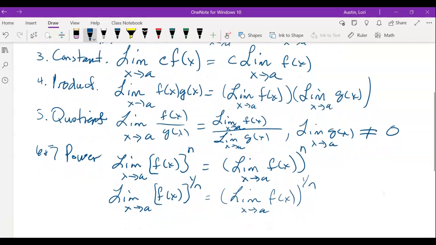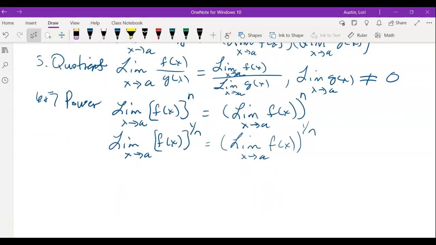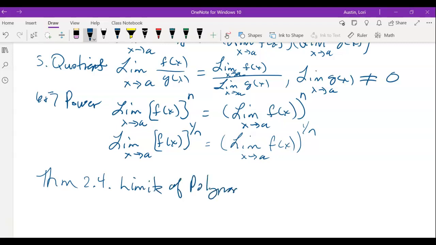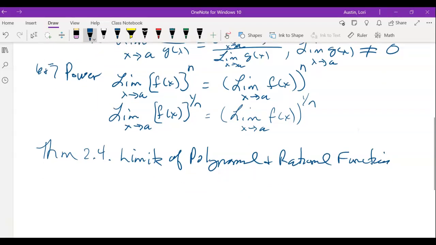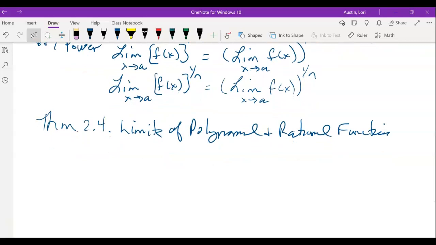So some basic ideas, and these are theorems. There's a lot of little theorems. We're not going to go over all the little theorems, but some nice ideas are kind of what we already talked about, and we've already kind of mentioned this: limits of polynomial and rational functions. And you've kind of seen it in some of the work we've done.